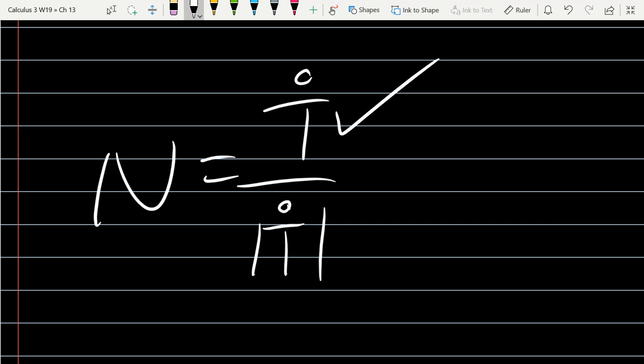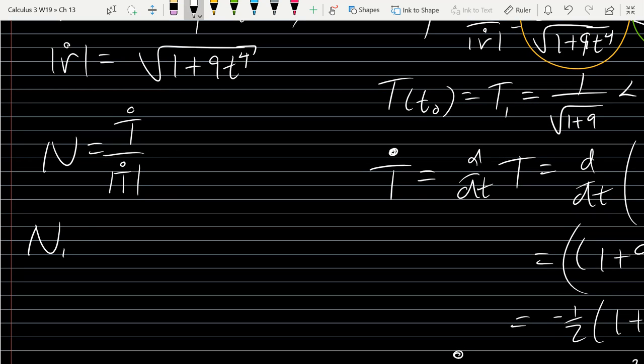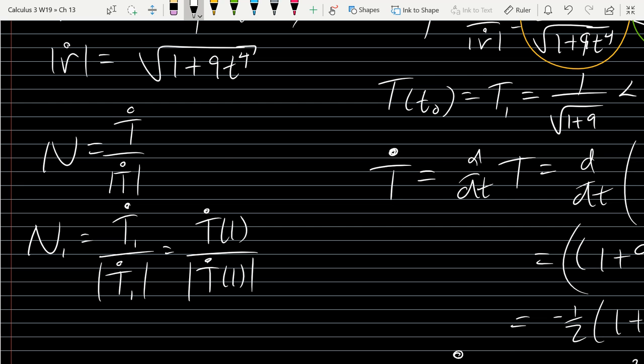So we currently have t dot. We computed t dot. What I need to do is compute the magnitude of t dot next. Let's go ahead and plug in the t value because we're done taking derivatives. So we're going to plug in the actual t value, get the proper... So we don't need to know every single normal vector. We just need to know the normal vector at time 1. So we want to know n1, so this will be t1 dot over t1 dot magnitude. Well, if we write it out, it's t dot of 1 divided by t dot of 1 magnitude. So we're going to plug in 1 and then take the magnitude.